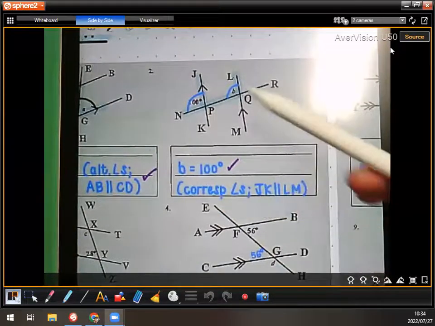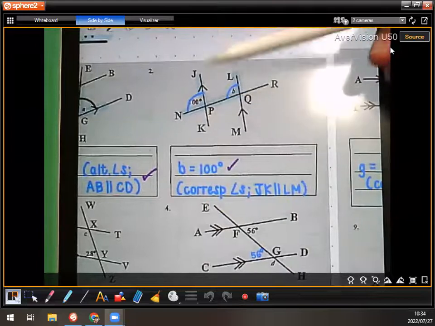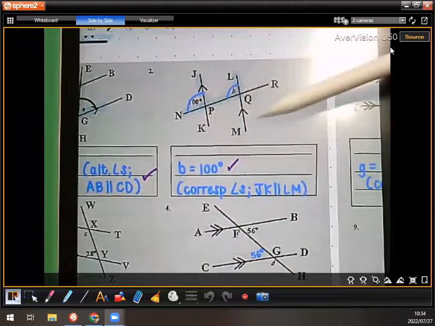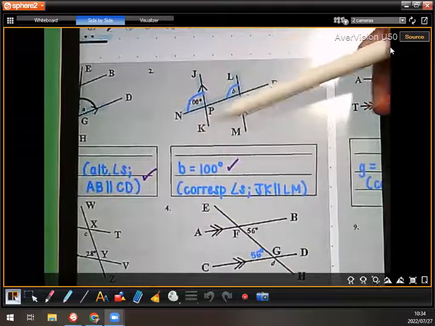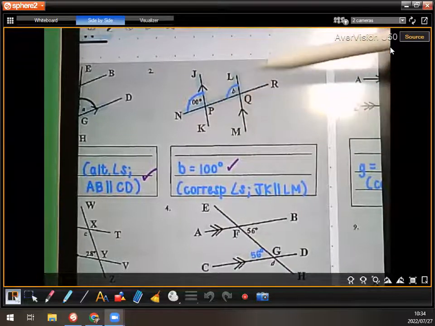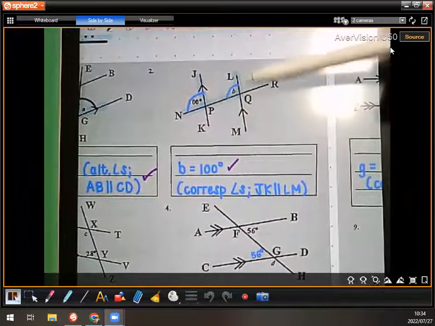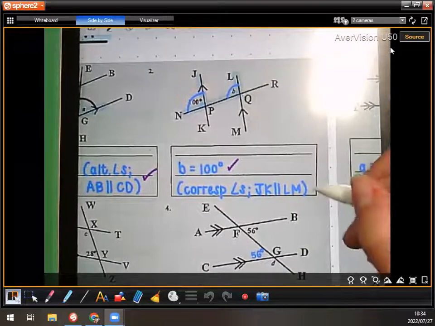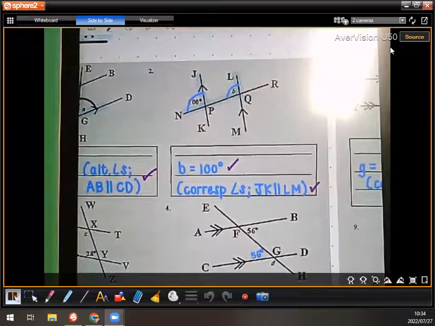Okay, corresponding angles, and now guys, you need to give the names of the lines forming the F. So I wrote JK, but you also could have written JP, that's fine. And then LM, you also could have written LQ. That's okay. Second mark for that.